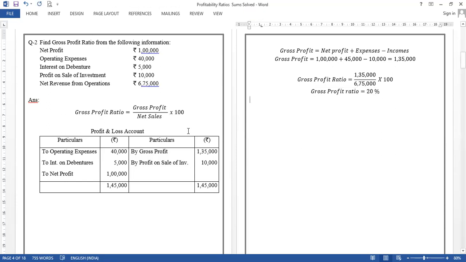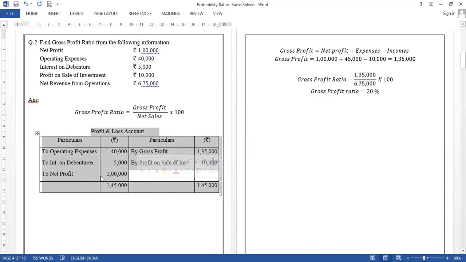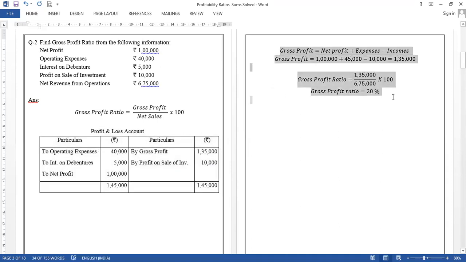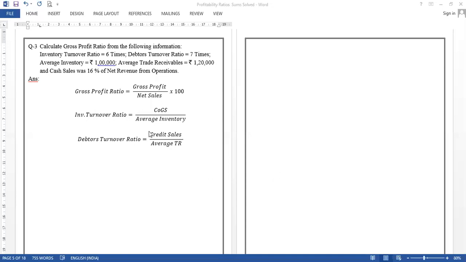So this is very easy for us to solve the sum now. You just need to understand that this format is there as a part of the working, and this is the final answer from your side. Next sum is very important.